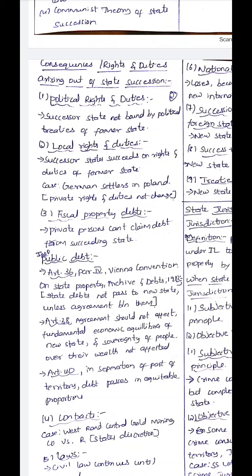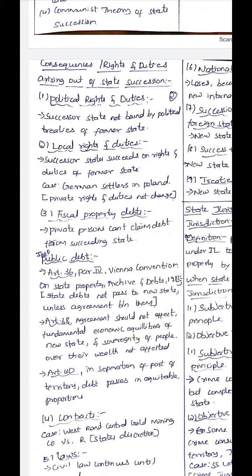Then local rights and duties. The successor state succeeds to the rights and duties of the former state. So all the rights and duties of a predecessor state, the successor state takes. The case is German Settlers in Poland. In this case, it was held that private rights and duties are not changed even after succession.